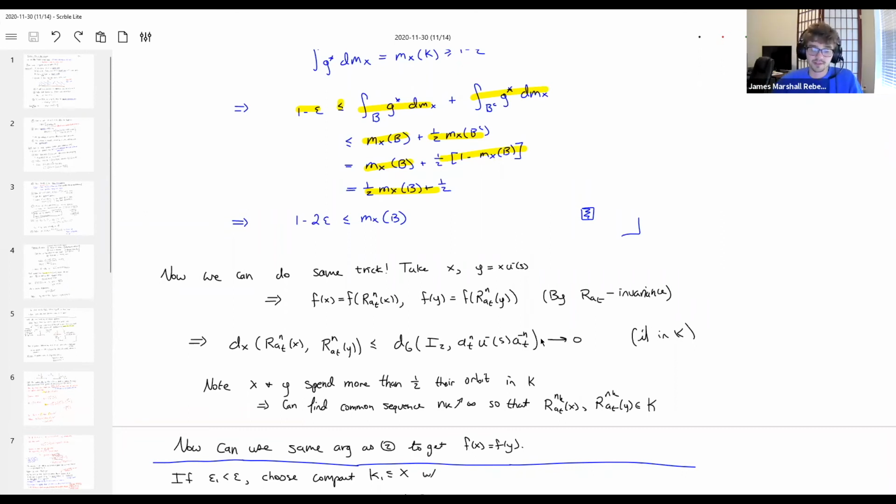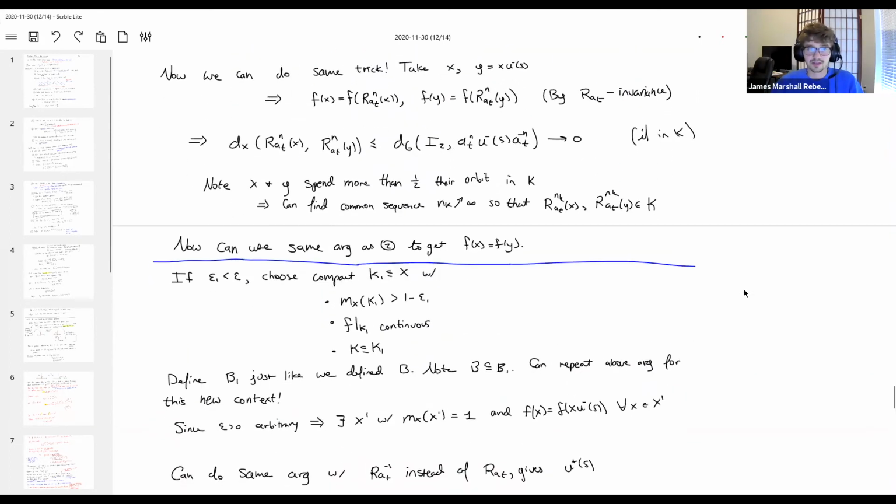Now this is for a fixed epsilon bigger than 0, and I want to get it almost everywhere, so I need to show that it works fine under unions. So choose an epsilon 1 that's smaller than epsilon. We can find a compact K1 in X, such that the measure of K1 is bigger than 1 minus epsilon 1. F restricted to K1 is continuous. And then this last fact doesn't necessarily follow from Lusin's or anything like that. But the trick here is, if it doesn't contain K, just take K1 union K. All the other two facts are still going to be true. And you get this result then.